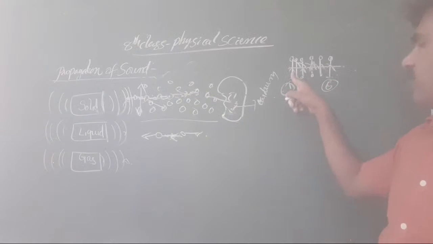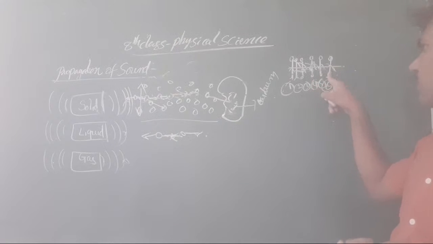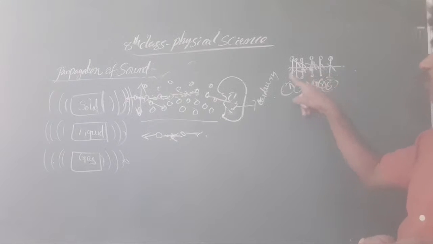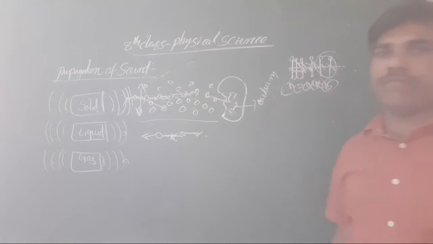The first person gives some force on the second person. The second person gives the force on the third person. The third person gives the force on the fourth person, and he gives the force on the fifth person. Yes, and the fifth person falls on the sixth person. Okay, clear or not about it? The sixth person falls down because of the fifth person, but the vibrations indirectly came from where? From the first person. In this way only our sound is propagated.